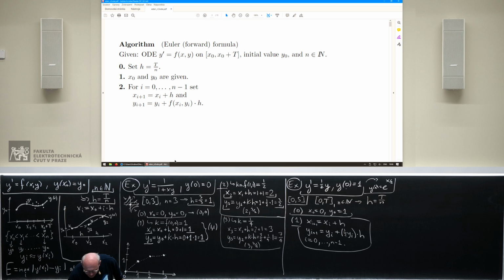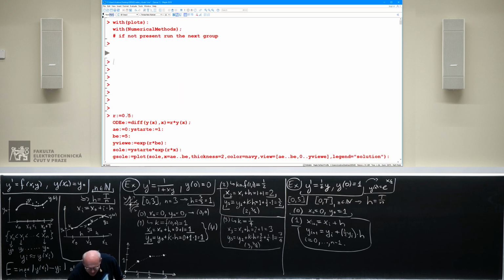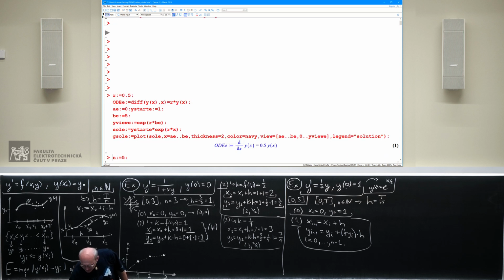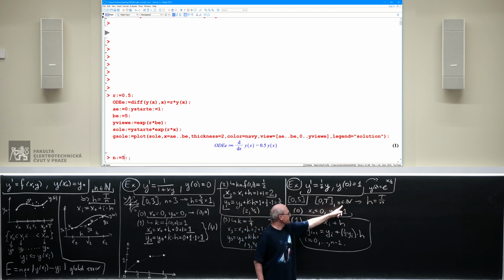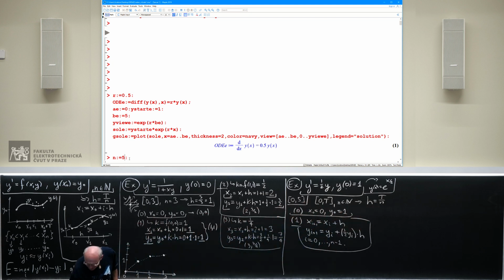So, here is my Maple. 0.5 is the reproductive constant for my exponential growth, which fits. So let's read the setup, and we can see that we are solving a differential equation. Derivative is equal to half of y. Yeah, that's our differential equation. And now I will ask for a numerical solution, using the Euler method, when the partition size is 5, on interval 0, 5, and therefore the step size will be 1, which is actually quite a lot. But we will see what it means.